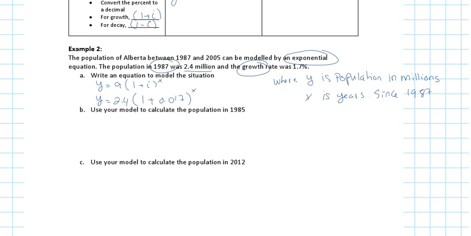I'm going to skip this one for a second. I'm going to go to C and then we'll come back to this. Use your model to calculate, actually let's just simplify this for a second. Y equals 2.4(1.017) to the power of x. Now use your model to calculate the population in 2012. What do you do?